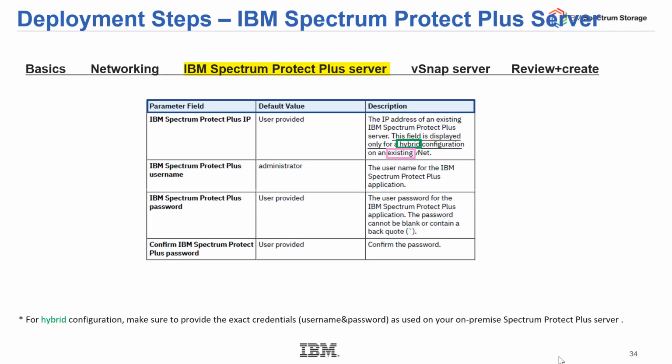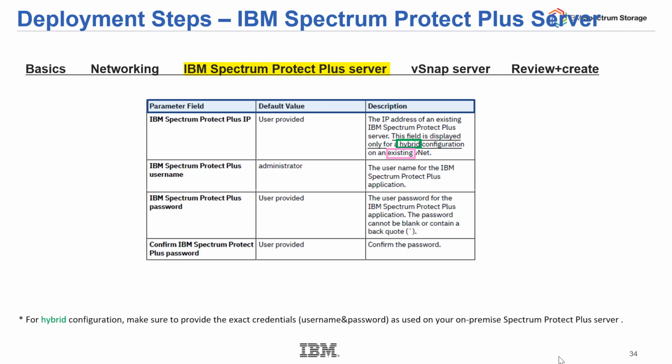The next screen will prompt you for your Spectrum Protect Plus server credentials. Depending if this is a hybrid where you have an existing Spectrum Protect Plus server, and if this is an existing VNet, then you will be prompted for the existing Spectrum Protect Plus server IP, which would have been installed on-premise inside of your IT center. You'll then give it an administrator name. So if it's an existing Spectrum Protect Plus server and a hybrid, you'll already have that name and password.